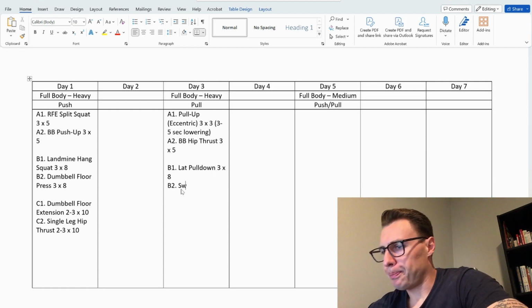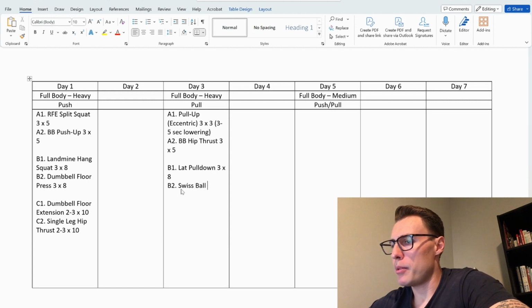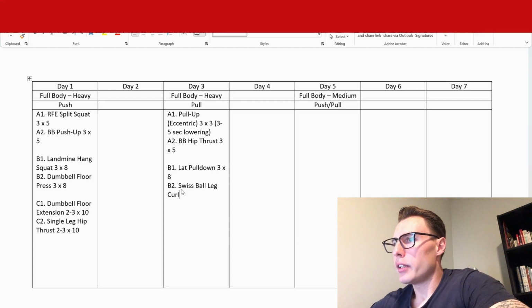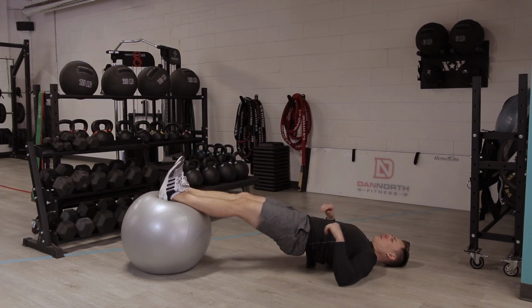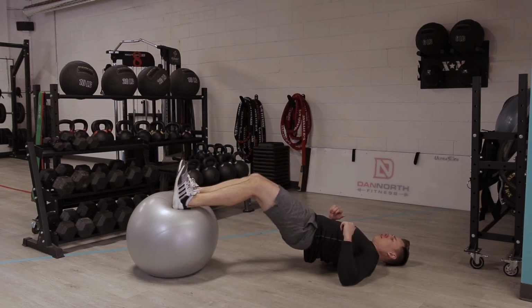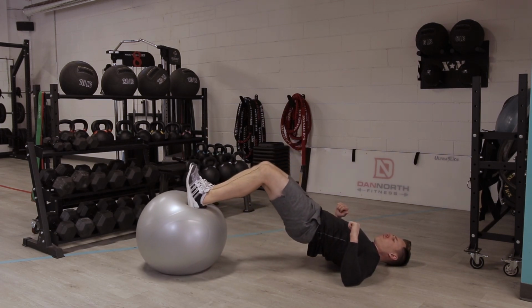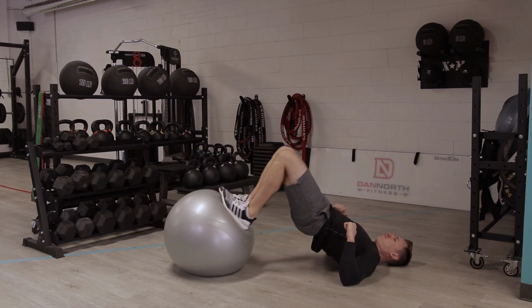So we might do maybe Swiss ball leg curls, 3 sets of 8. And again, we're focusing on slow eccentrics for both of these as well. So we might do a 3 to 4 second eccentric for both of these movements.